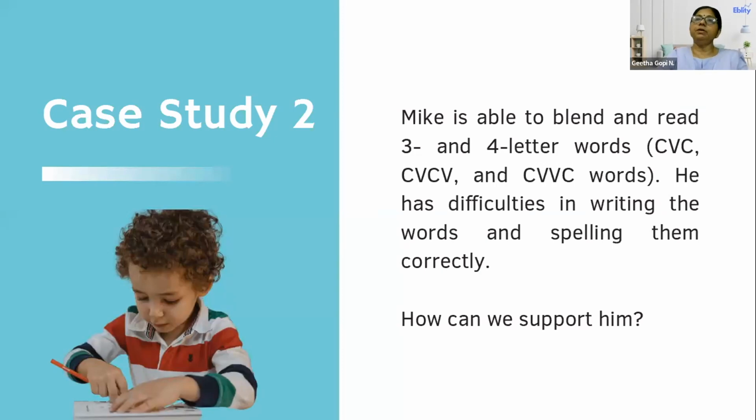So again, remember, whatever activities you do, it is important to constantly get them to use those strategies that apply to certain words. So if the child is able to read the CVCV words, but when it comes to writing, remind them, remember, this is the sound that is happening.